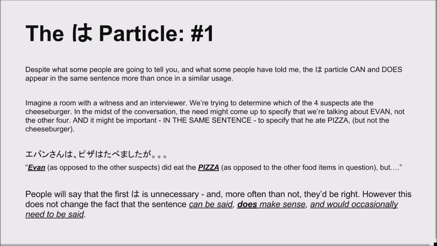So when somebody tells you that there needs to be only one wa in a sentence, that's patently false, demonstrably false, logically false, and translatably false. So people say the first wa is unnecessary, and more often than not, they'd be right. Like I just said, it could be a ga there, but if we're trying to emphasize the fact that Evan is the one who eats pizza as opposed to other things. Evan, as opposed to other suspects, eats pizza as opposed to other foods. We need to have two was there. It's annoying and people hate it, but it's true.